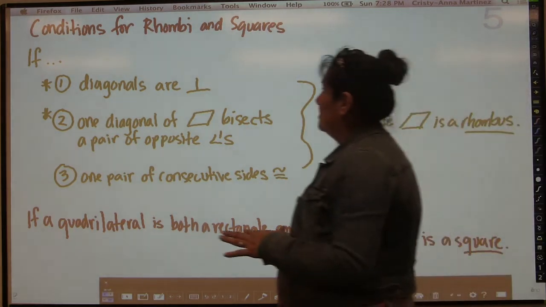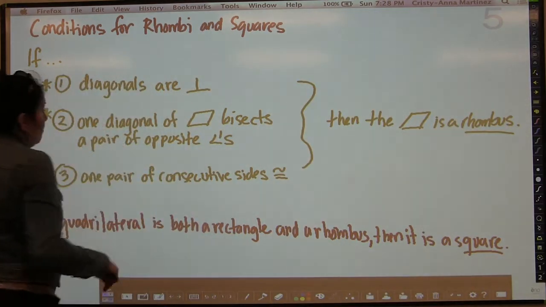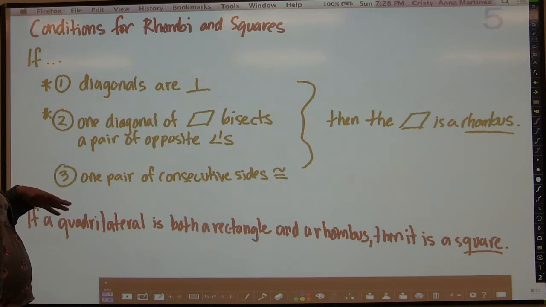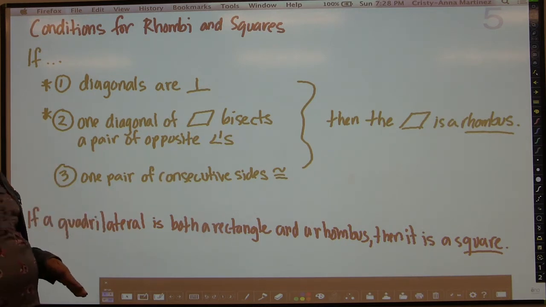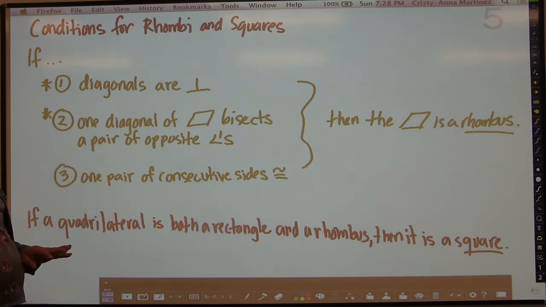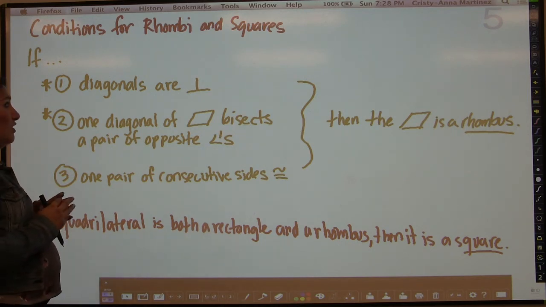So what I've done here is these are conditions. Like in the previous example, we knew that it was a rhombus, and therefore certain conditions applied. So now we're going backwards. We don't know that it's a rhombus. We're trying to prove that it's a rhombus. So what conditions have to be in place for it to be a rhombus and a square? And that's what we have here.